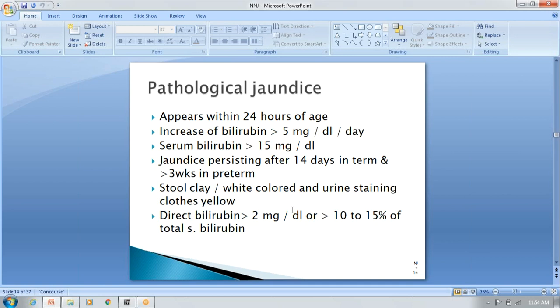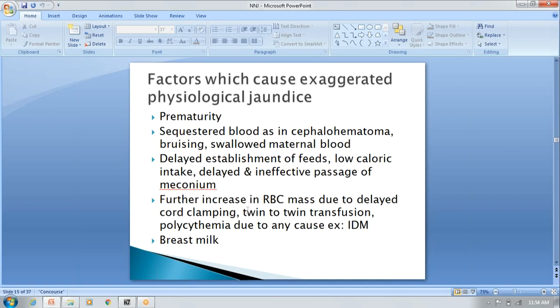And if you take the direct bilirubin, that is more than 2 milligrams per deciliter, or more than 10 to 15% of the total serum bilirubin. Among these, the indirect bilirubin is most important, which can cross the blood-brain barrier.